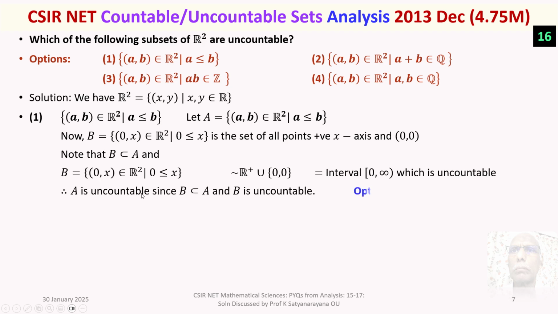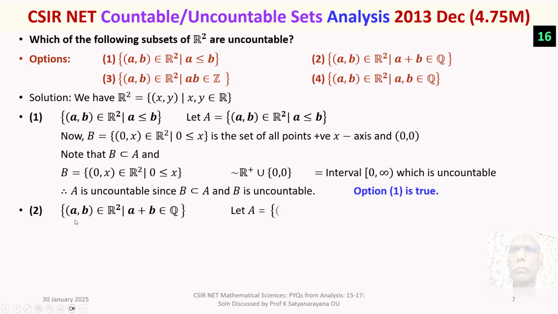Therefore, A is an uncountable set because B is a subset of A and B is uncountable. B is an uncountable subset of A. Then A will be uncountable. Option 1 is true. We have to find the set which is uncountable. So, option 1 is true.